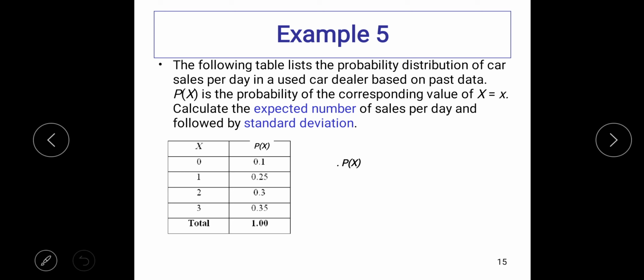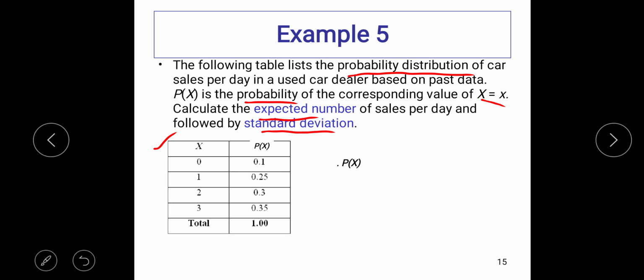Okay, let's take a look at example 5. You are given the probability distribution straight away. You have the table here, which is also called your probability distribution of car sales per day in a used car dealer based on past data. So your P(x) refers to the probability of your x here, and you need to find the expected value, which is also your mean, and you need to find the standard deviation.